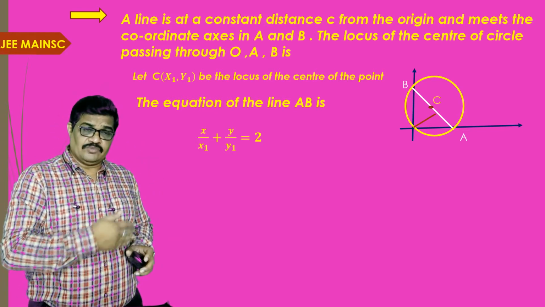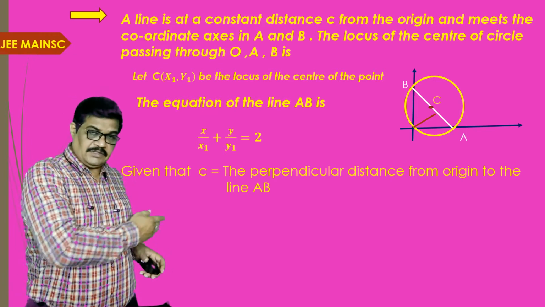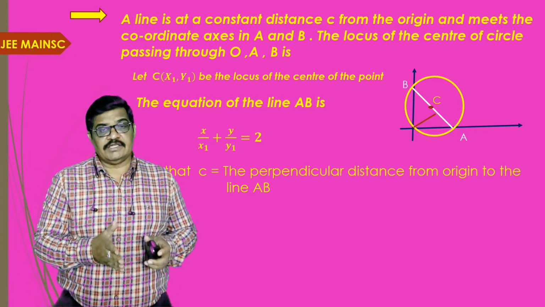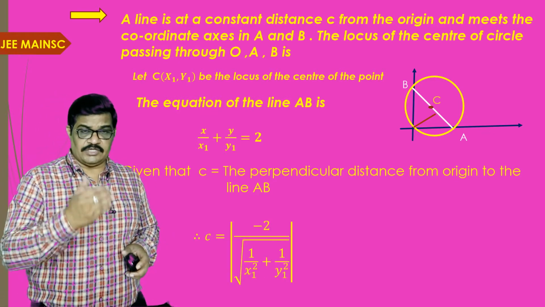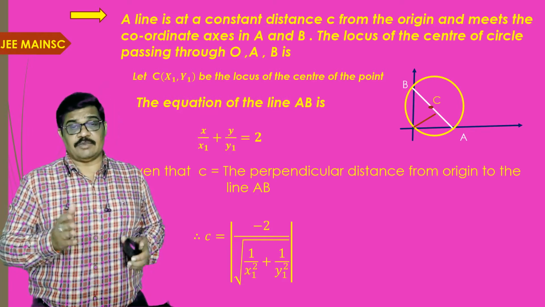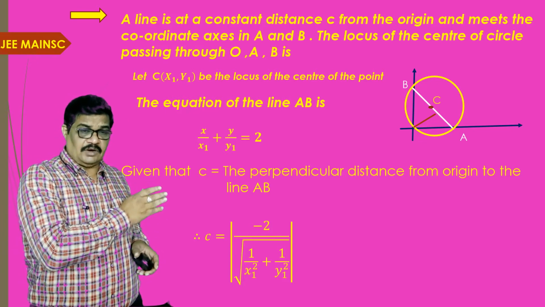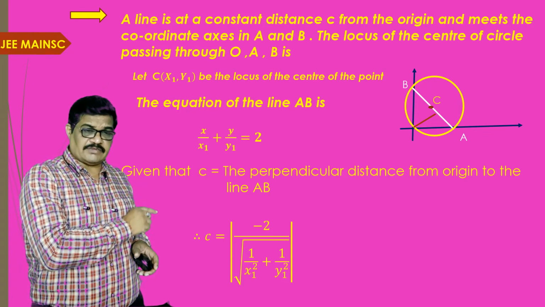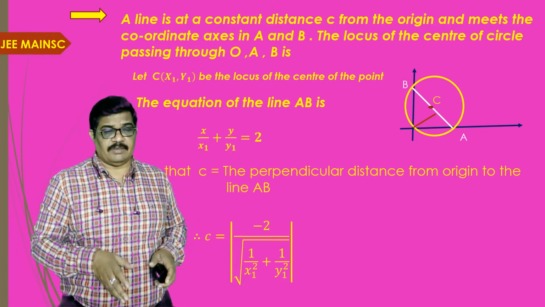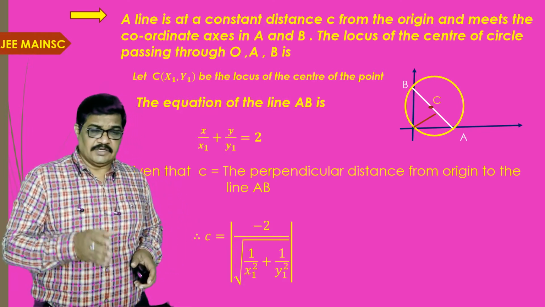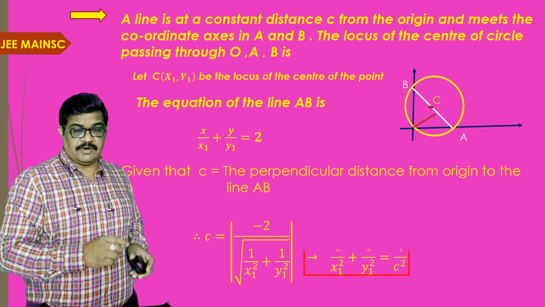So here it is given that the distance from the origin to this line is small c. Small c is the perpendicular distance from the origin to the line AB. What is the perpendicular distance from the origin to any line? It is |c|/√(a² + b²). So here the constant is −2, over the root of a² = 1/x1² and b² = 1/y1². So we are using the distance formula. We are getting c = |−2|/√(1/x1² + 1/y1²).